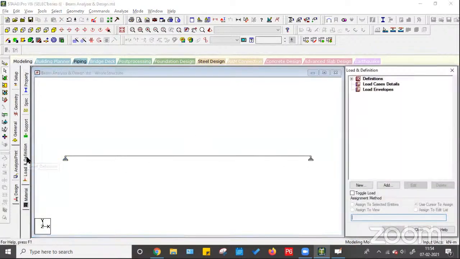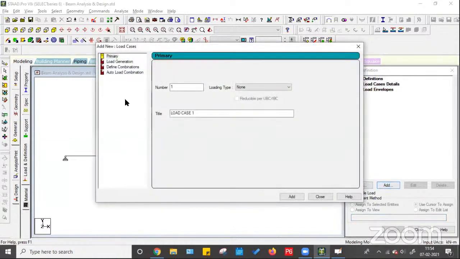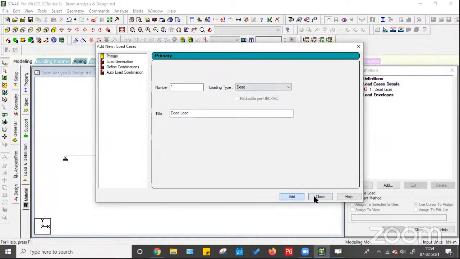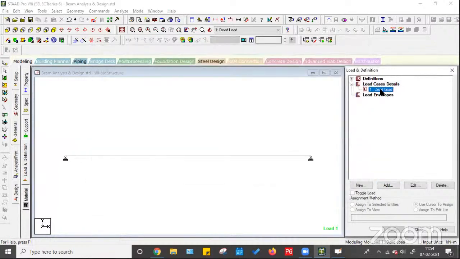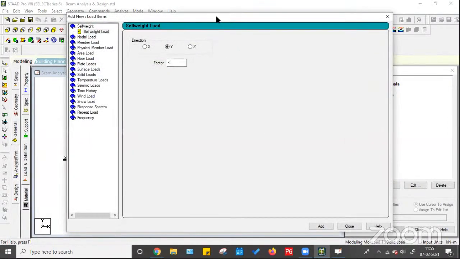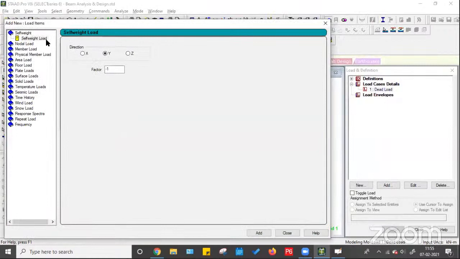Now let's go to loads and definition and create the load. Let's click on load case details, click on add, and create a load case. Let me say dead load, and here loading type I'll put dead, and click on add. So that's a dead load I've created. I'll click on this dead load and click on add again. Now I can add a self-weight load, but I don't want to add it because we have ignored self-weight in the whole beam.